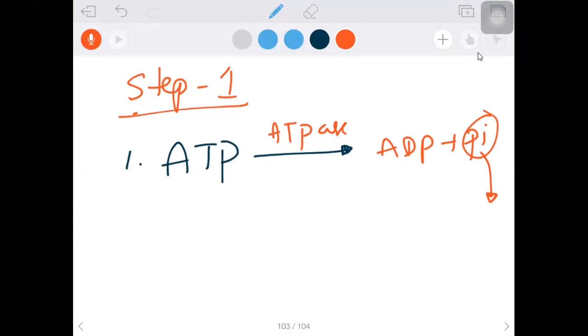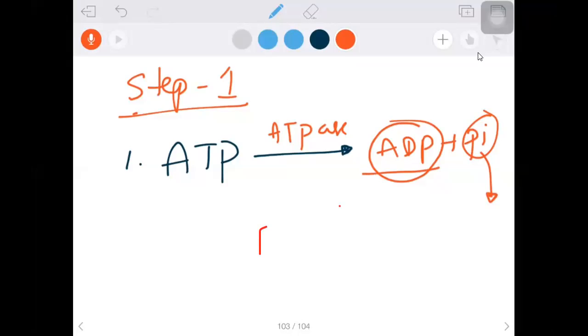Then what next? Can this ADP be used forever? After the release of one phosphate, this is called adenosine diphosphate. Can we say that we use another phosphate for the power stroke? For every power stroke, one phosphate ion is required. Then adenosine monophosphate, adenosine with no phosphate.